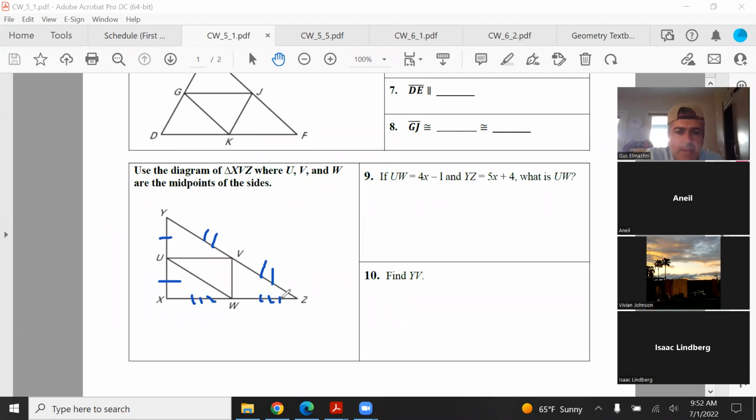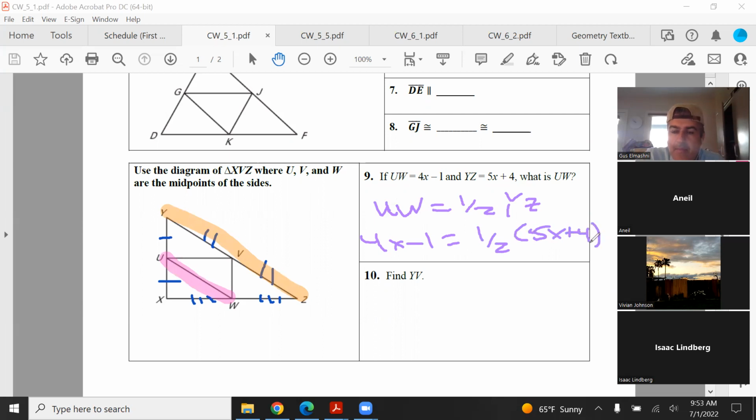Okie dokie. So UW is 4x minus 1. YZ is right here. All right, well, let's actually just get a highlighter. That might be better. Here's UW. Here is YZ. UW, remember this is all part of what we've been discussing, UW is half of YZ. So 4x minus 1 equals 1/2 of 5x plus 4.